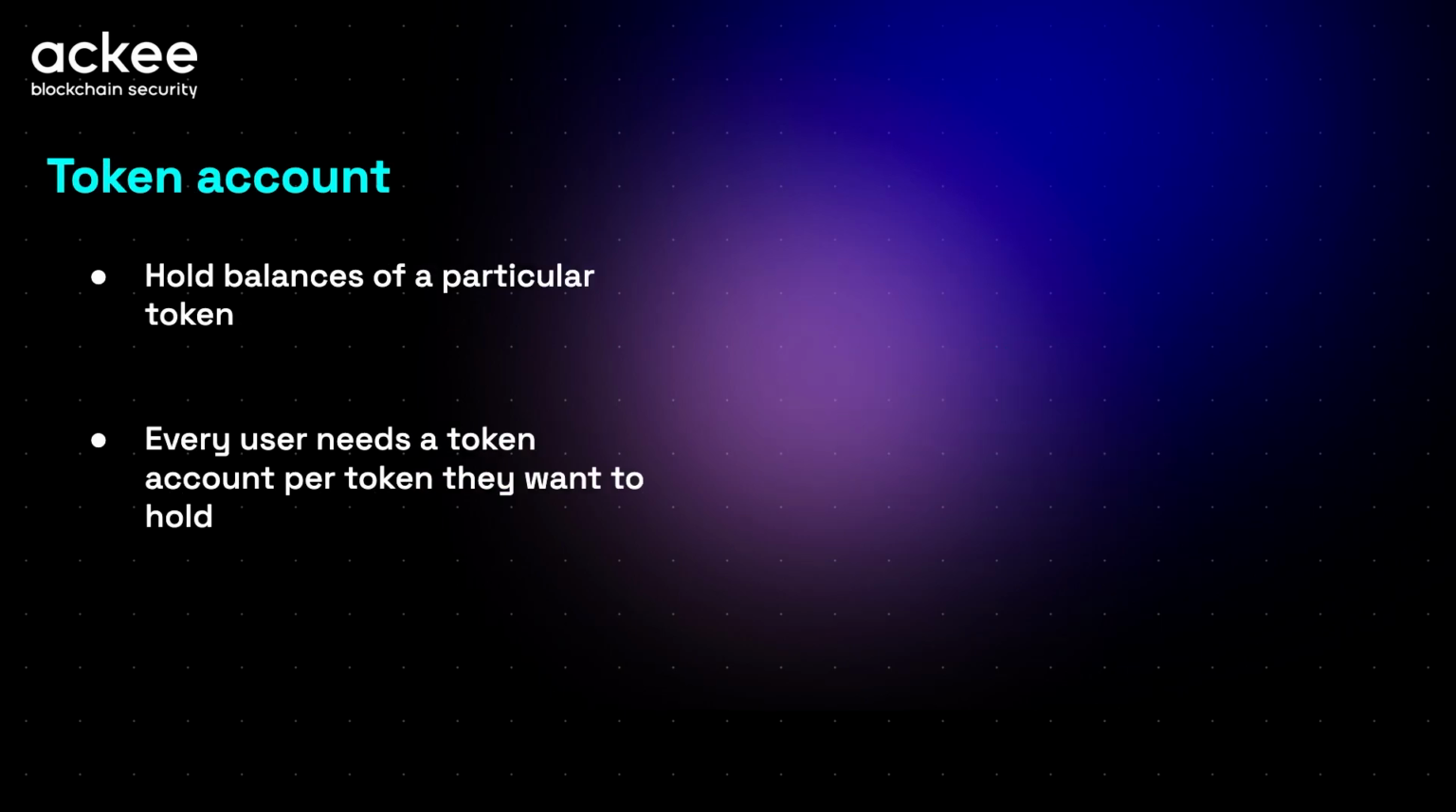The last of the three core concepts are the token accounts. Token accounts track how many units of a certain token a user holds. A token account can only hold a balance of one particular token because each token account is tied to some mint account. So a user can have several different token accounts for one token, but they cannot store more tokens in a single token account. They need a different one for each token type.